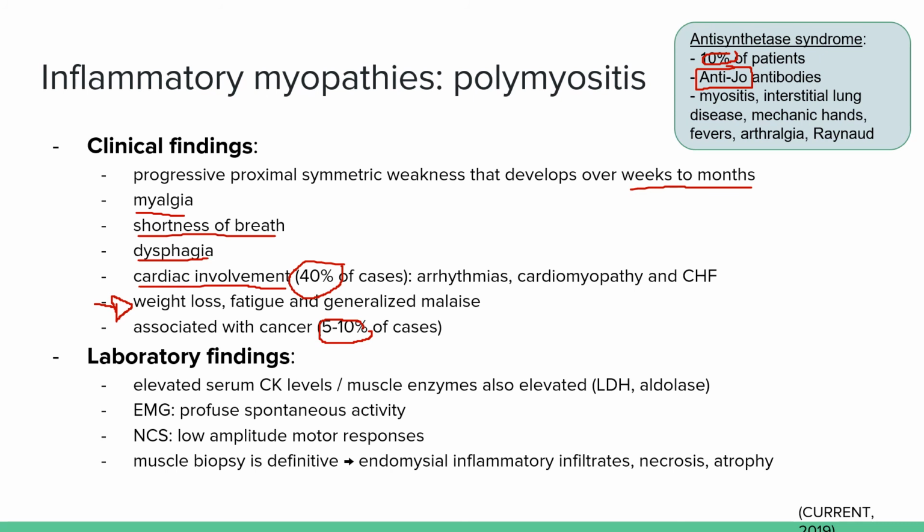In these patients, we see elevated CK levels, creatine kinase level. Also, muscle enzymes are elevated because of the rupture and lesion to the muscle: lactate dehydrogenase and aldolase. In the EMG, we find profuse spontaneous activity, and nerve conduction studies show low amplitude in motor responses. The muscle biopsy is the definitive form of diagnosis, and we see endomysial inflammatory infiltrates and necrosis and atrophy.